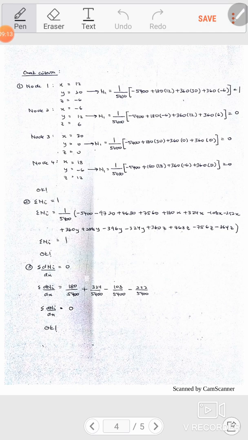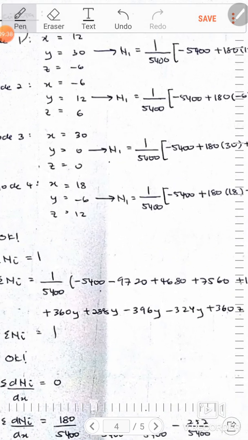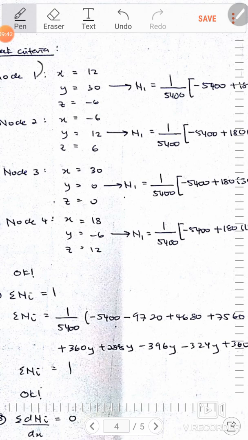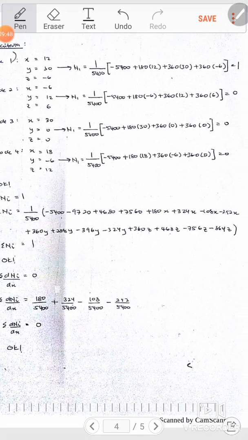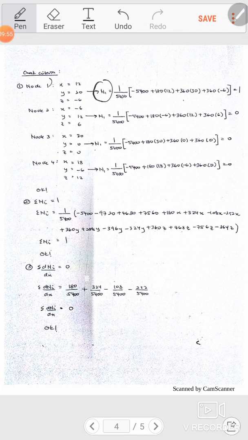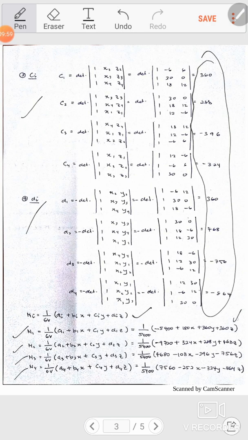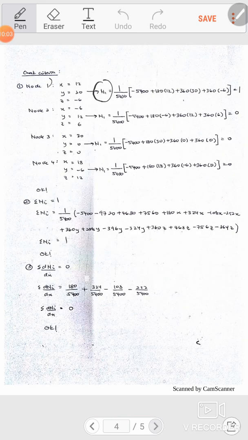So the first condition, as in the previous videos, says the shape function is equal to 1 for the considered node. Here I'm working on node number 1. X is 12, Y is 30, and Z is -6. Just substitute these values in the equation of node number 1, equation number 1 that I already found from this step, slide number 3.